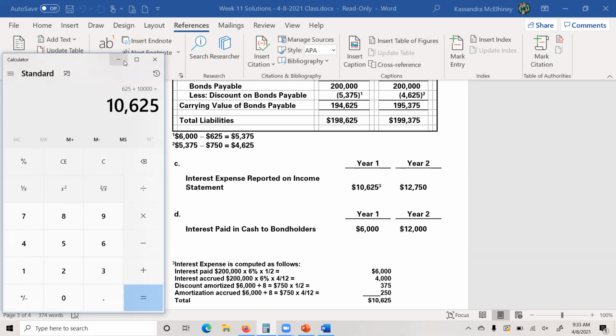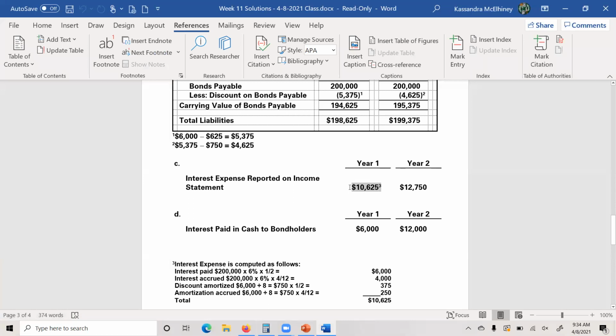So our $10,625 would be the total. Interest paid at September 1st, and our interest accrued, which would be September 1st to December 31st, 4 months out of 12, would have been $4,000. So $6,000 paid, $4,000 accrued, plus discount amortized for 10 months is what yields our $10,625. On our income statement, we would show interest expense in that amount, $10,625, calculated as shown.